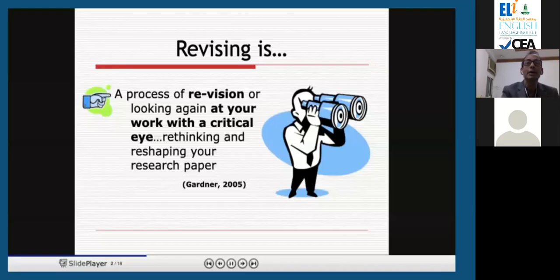So revising is a process of revision. Revision means to have another look, to have a second pair of eyes, and to look again at your own work from an altogether different angle, and that has to be a critical eye. It's like rethinking and reshaping your research paper. And if it is an academic paper, we are going to give a first look, second look, and even a third look, in fact. So it's a painstaking exercise. It's not easy to revise and come up with the real draft that I'd like to come up with.